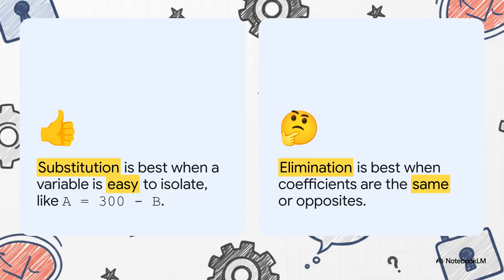Elimination is awesome when the numbers in front of the variables, the coefficients, are opposites, like that plus y and minus y we saw before. But just look at that first equation. A plus B equals 300. It is so easy to isolate a variable. We can rewrite it as A equals 300 minus B in like one step. That makes substitution a really direct and clean path forward for this particular code.